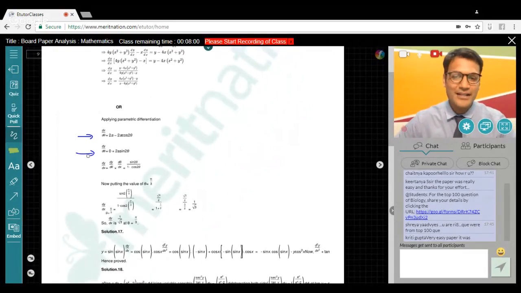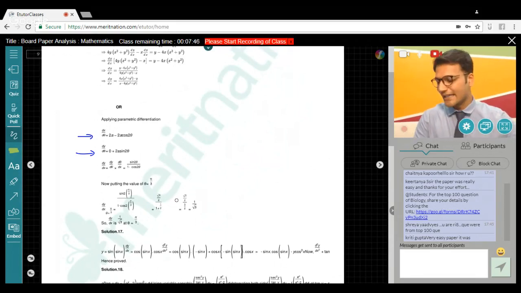This is parametric form, so this is a parametric differentiation. You can directly differentiate both of them with respect to theta and then take the ratio to find the final derivative. The detailed solution will be there on the website also. You can check it over there if you had any issues in solving such a question.